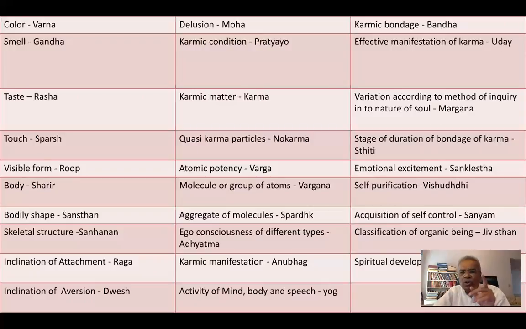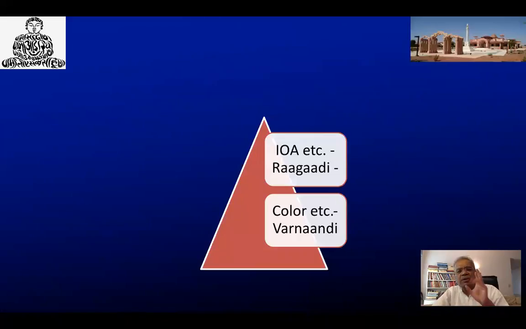Now, if we go through the slide, there are only two ways it can be divided: inclination of attachment, etc., meaning ragadi, and color, etc., meaning varnadi. Those 29 things can be divided into the inclination of attachment type and the color, etc. type. What does it mean? Inclination of attachment is generated in my soul when I am projecting myself and associating with the alien objects of the universe.